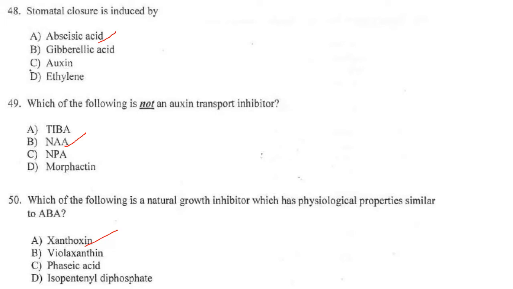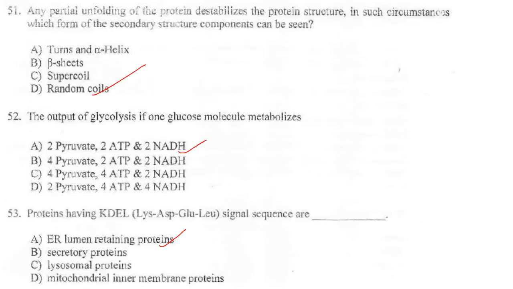Answer is option A. Which of the following is not an auxin transport inhibitor? TIBA, NPA, morphactin, NAA. NAA is auxin itself. That is naphthalene acetic acid. How can auxin itself inhibit auxin transport? So the answer is NAA. Then which of the following is a natural growth inhibitor which has physiological properties similar to ABA? So it is xanthoxin. Answer is option A.